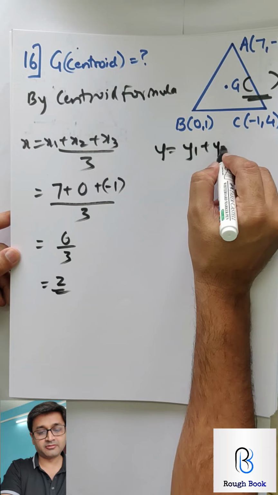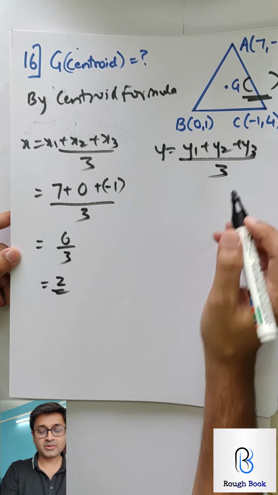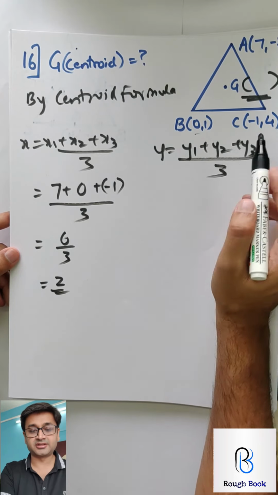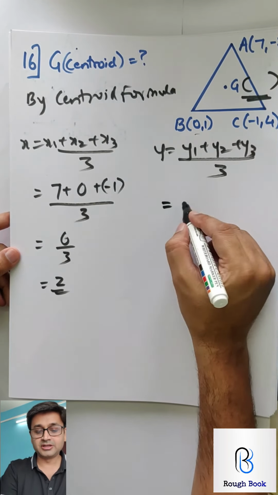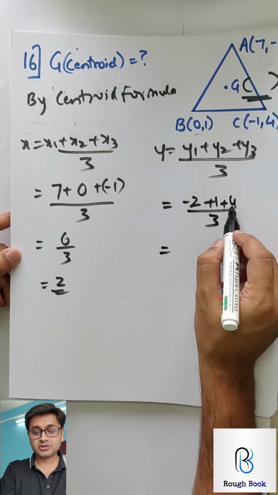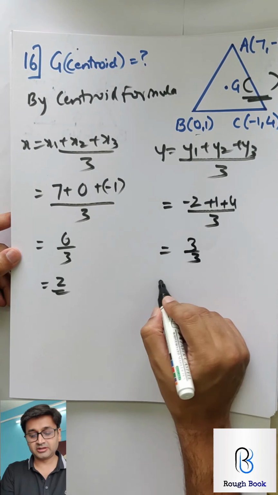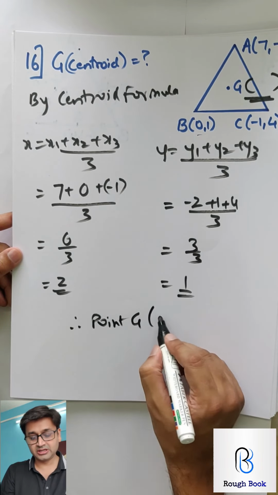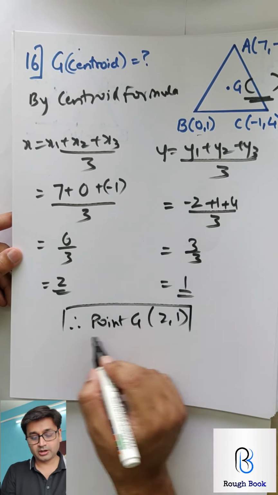Likewise y is y1, y2, y3 by 3. See, basically these become x1, y1, x2, y2 and x3, y3. So now -2 plus 1 plus 4 by 3. So 5 minus 2, 3 by 3. So that gives me 1. So therefore my point of centroid, that is G, becomes 2, 1.